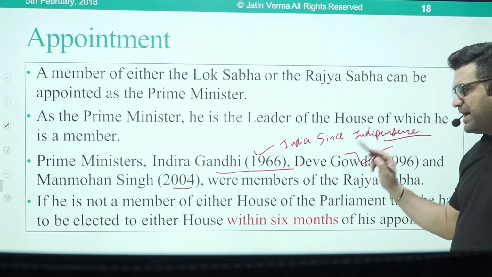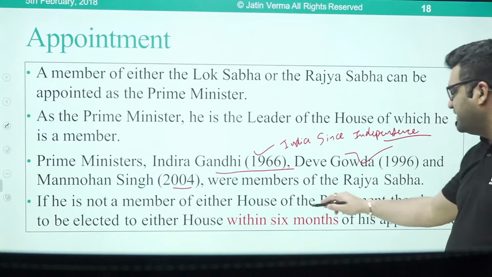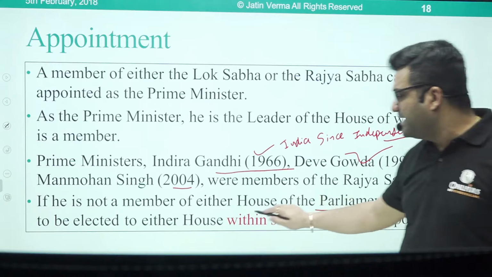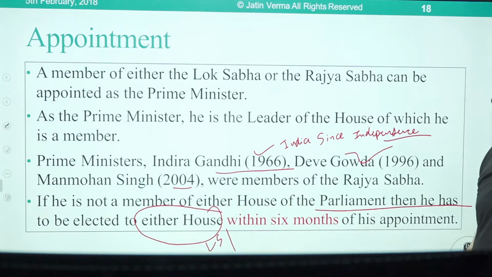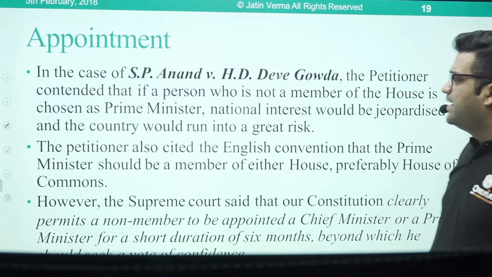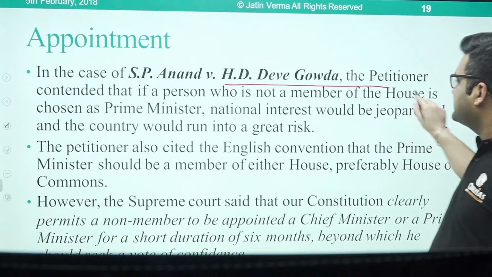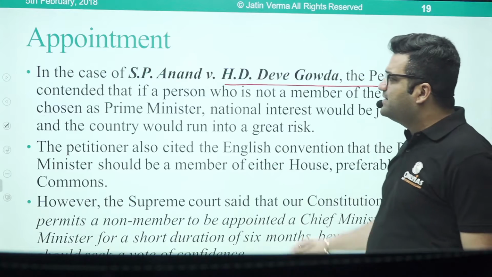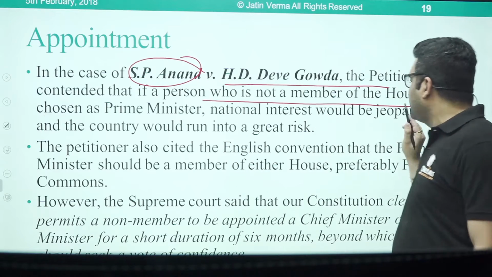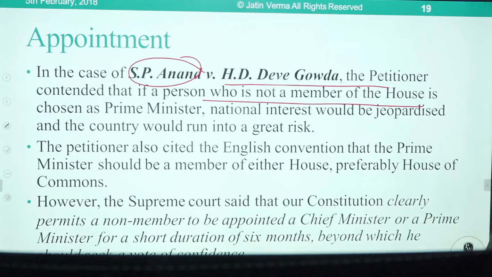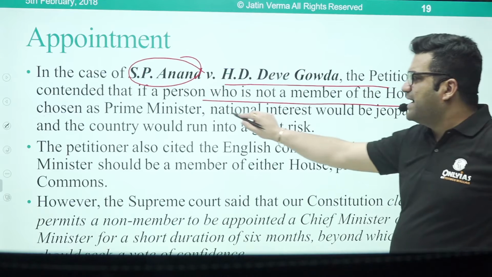If the Prime Minister is not a member of either house of parliament, he has to be elected to either of the houses, Lok Sabha or Rajya Sabha, within 6 months. In the case of S.P. Anand versus H.D. Deve Gowda, S.P. Anand had filed a petition in the court, and he said that if a person who is not a member of the house is chosen as the prime minister, national interest would be at stake.